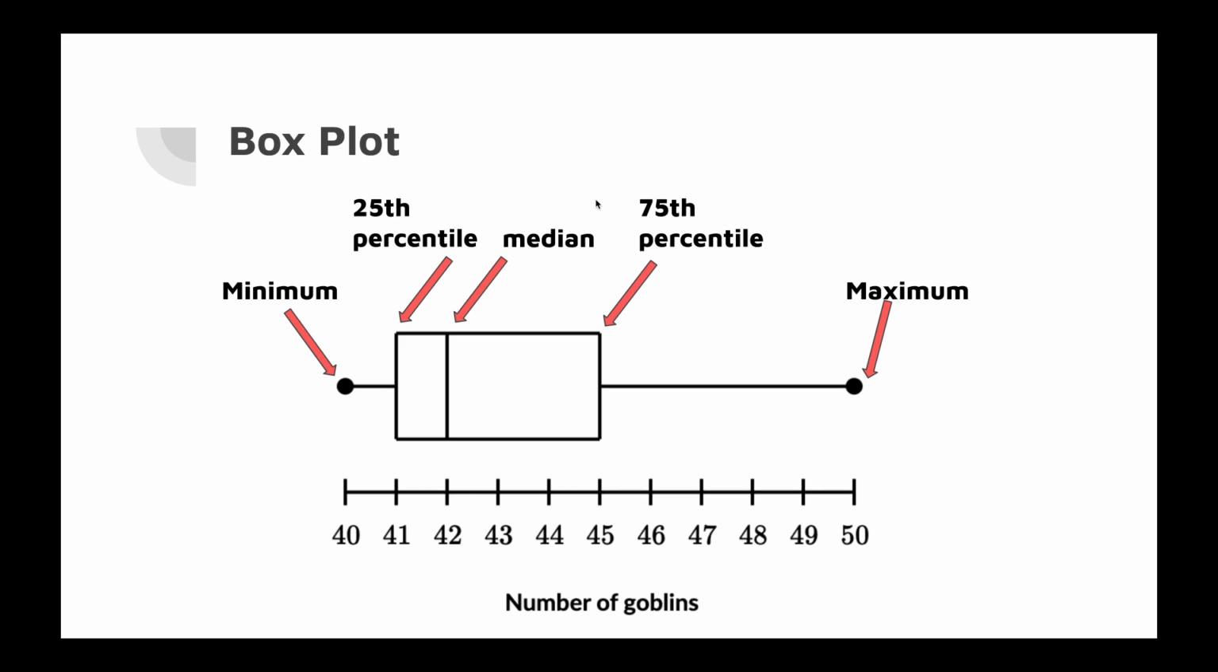And the 75th percentile works similarly, meaning that 75% of the sample has less than or equal to 45 goblins in their sample. And the maximum is that the maximum number of goblins in a single village is 50. Okay, and there's one important thing called IQR, which is interquartile range. I will explain that in the next video.